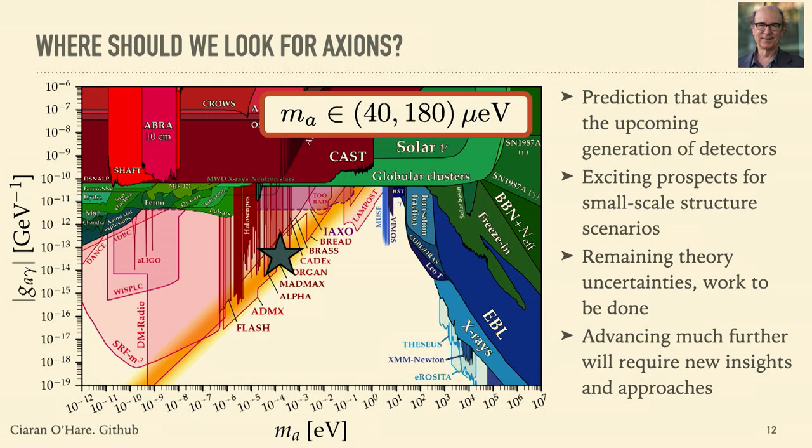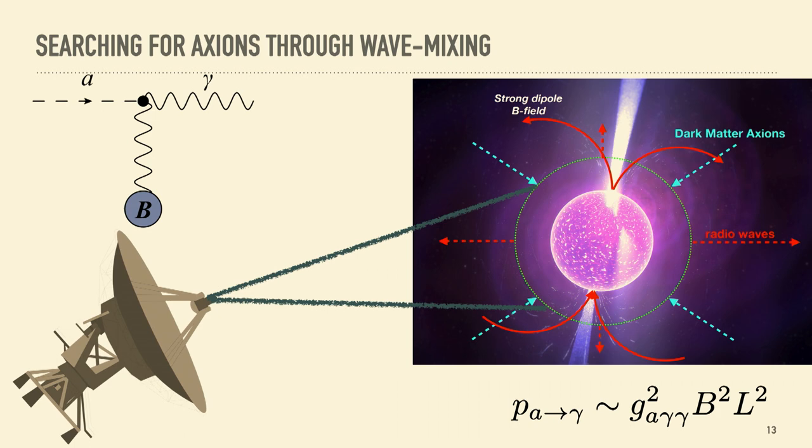I think I'm running out of time, but I want to say one other thing. I showed you one aspect of the axion wave dynamics, and there the story is that the axion has nonlinear interactions with itself, and that makes those wave dynamics challenging to evolve.